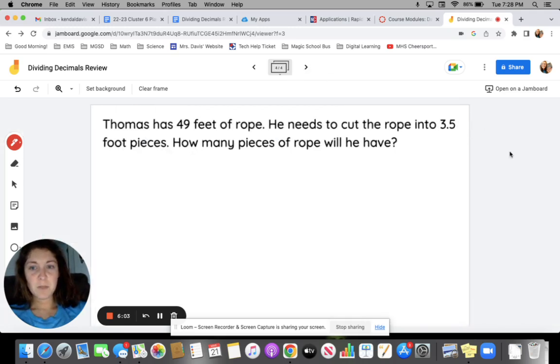The last word problem says Thomas has 49 feet of rope. He needs to cut the rope into 3.5 foot pieces. How many pieces of rope will he have? Well, here is another great example of shared divided by who, because we have to think about what's being shared and who or where it's going to. The 49 feet of rope are being shared. And I'm sharing because I'm cutting them into 3.5 foot pieces. So I have to divide by 3.5.